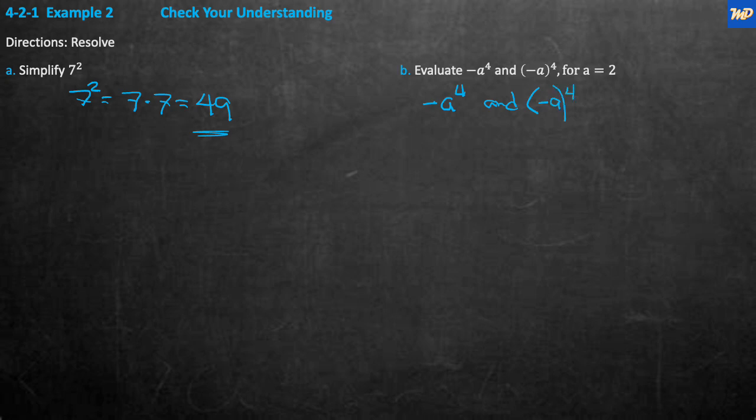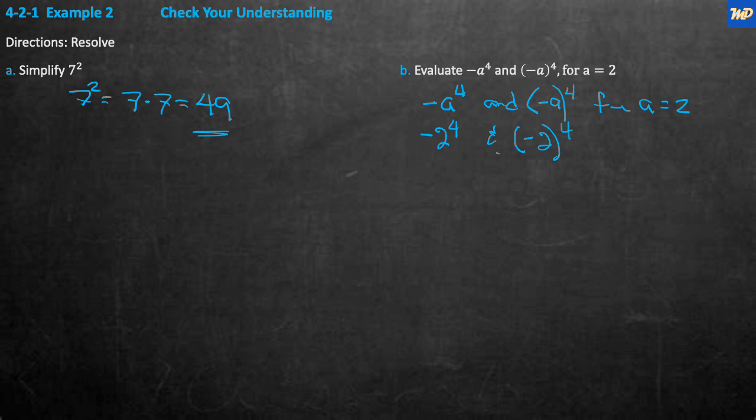Well, for B, we're going to evaluate negative a to the 4th and the quantity negative a to the 4th for a equals 2. So wherever we have an a, we're going to replace it with a 2. So here we're going to have minus 2 to the 4th power, and we're going to have the quantity of minus 2 to the 4th power.